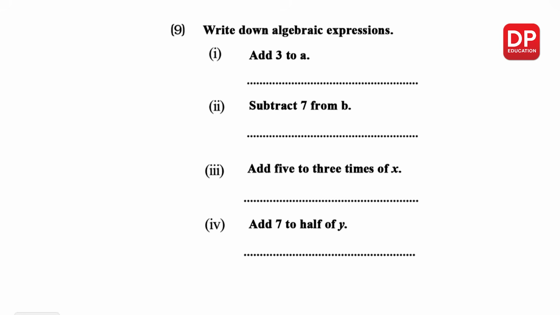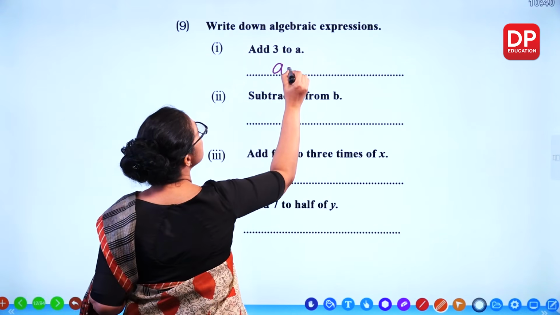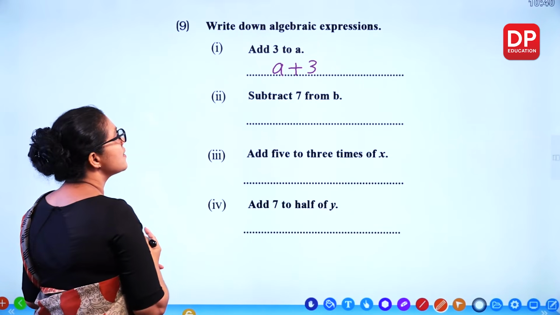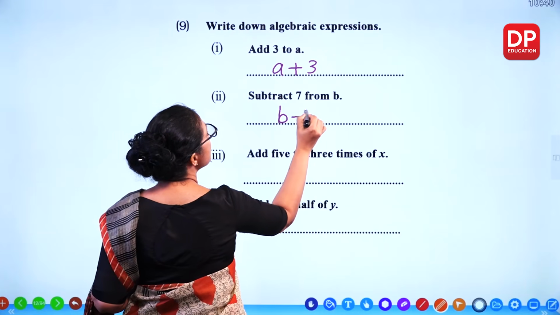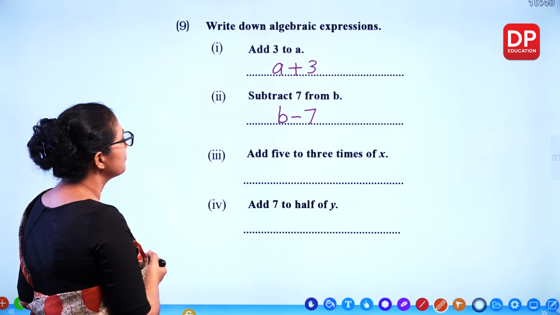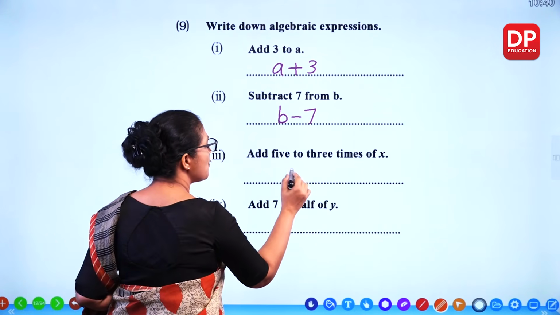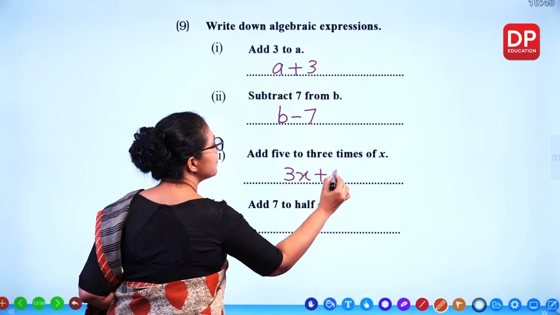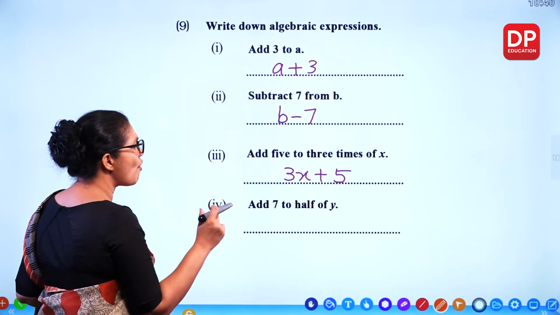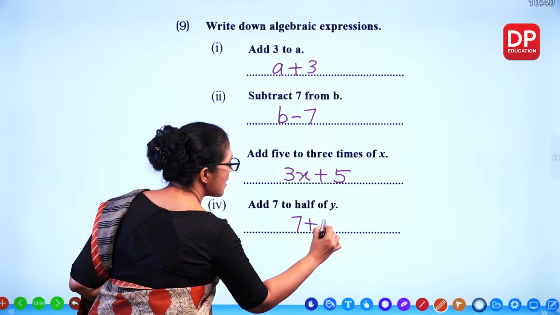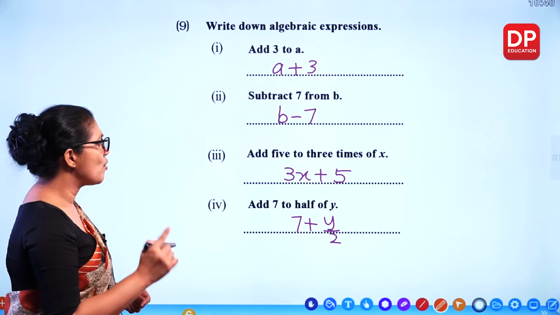Write down algebraic expressions. Add 3 to a: a plus 3. Subtract 7 from b: b minus 7. Add 5 to 3 times x: 3 times x is 3x, add 5. Add 7 to half of y: 7 plus half of y. I can write y over 2. Half into y is the same as y over 2.